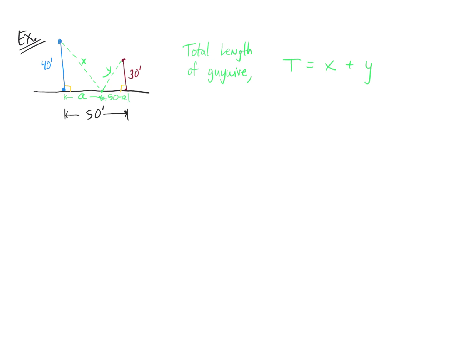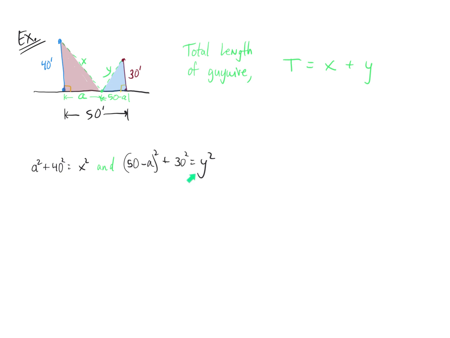All right, well, now we're going to use these right triangles. Using the Pythagorean theorem, a squared plus b squared equals c squared. And for the blue triangle, same thing. The sum of the squares of the legs equals the square of the hypotenuse.